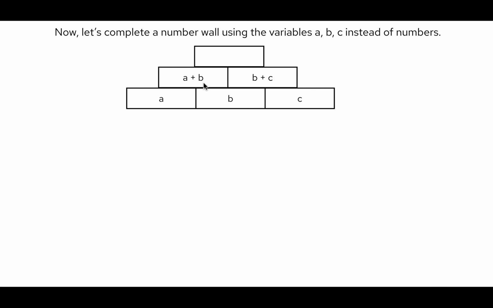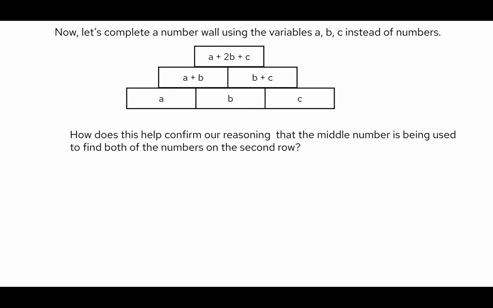Now remember, we cannot combine A and B because they're different variables. The same thing with B and C. And then at the top, we have A plus B plus C. Now in this case, I notice that I have two B's. They're the same variables, so I can say A plus 2B plus C.